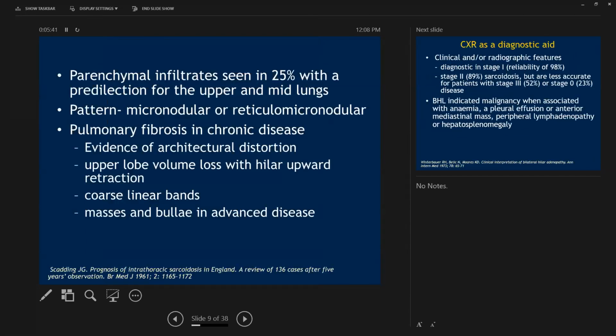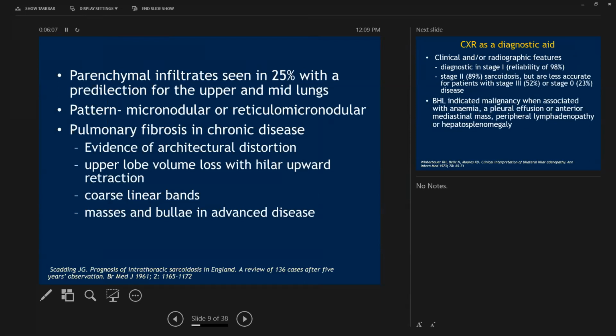So parenchymal infiltrates are seen in about 25% with a predilection for the upper and mid lungs. That's a very important finding. Anytime we see upper and mid lung predominant nodular or fibrotic disease, we're thinking sarcoid is always one of our big differential considerations. The other major differential consideration we have is hypersensitivity pneumonitis.